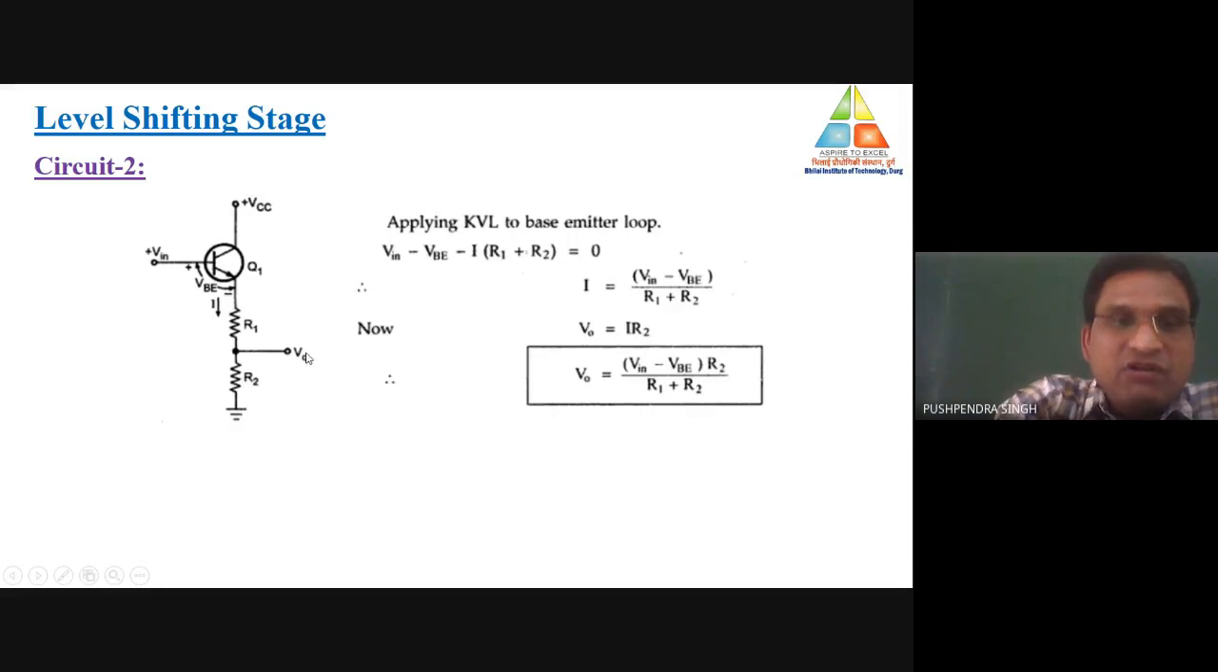Now what is the value of the output? We calculate the output across the resistance R2. So V0 is equal to I into R2. Now substitute the value of I, which is V in minus VB divided by R1 plus R2. So the output voltage is V in minus VB into R2 divided by R1 plus R2.